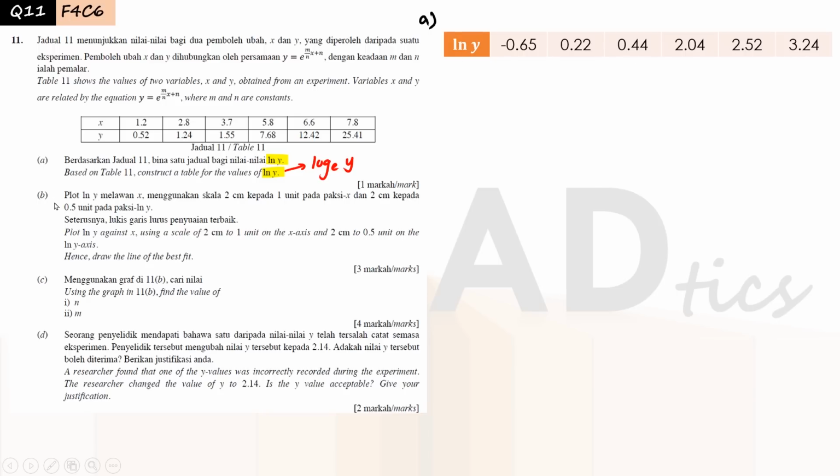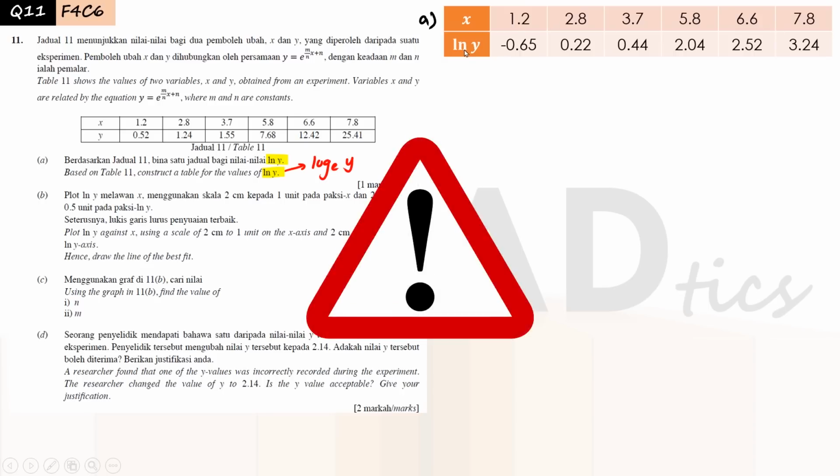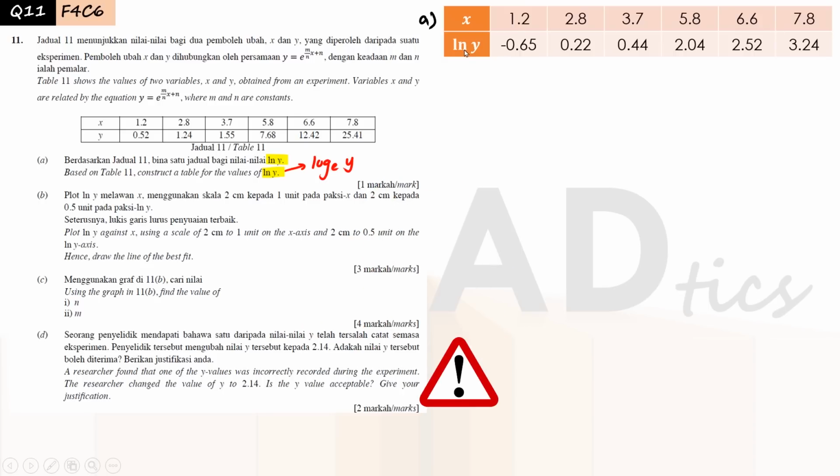And now for part B, based on the scales here, we need to draw the best fit line. So what we need to have is the set of values for x and ln y to plot the points. And before we go to the whiteboard to draw the graph, I just want to let you know that in part D, there will be one value which is incorrectly recorded. So when we plot the points, there will be one point which is very far away from our best fit line. Okay, so now let's go to the whiteboard to draw the best fit line.